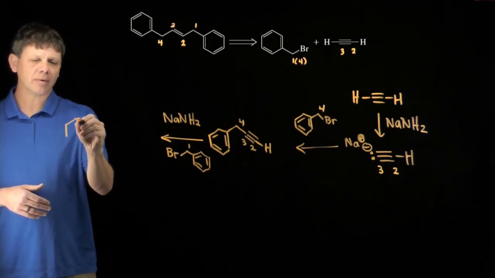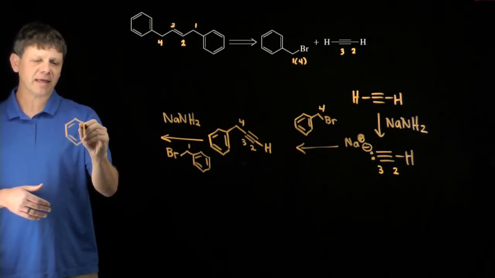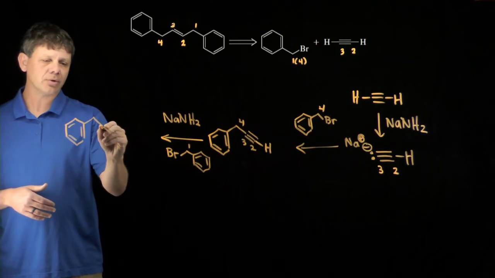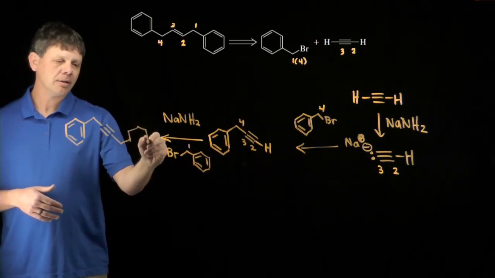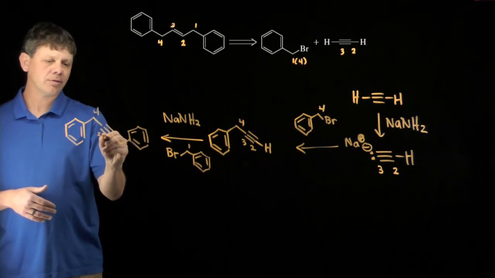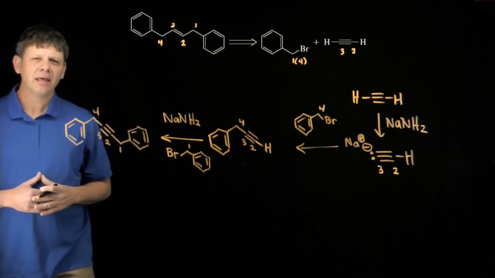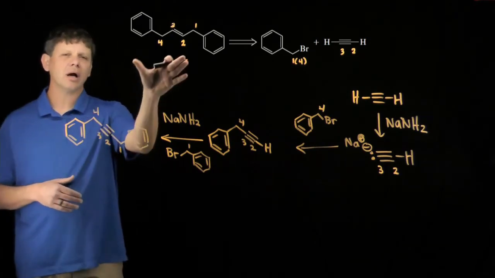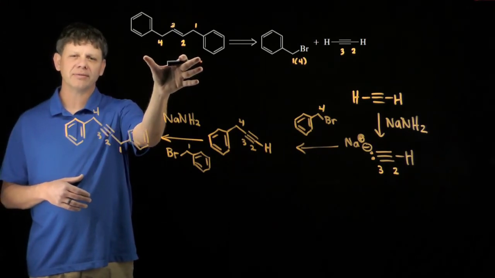And so then all that remains is to draw the product of that step, making sure we don't drop or add carbons. That's why we number them. So 4, 3, 2, and 1. This gives us the carbon framework of the molecule we were trying to synthesize.